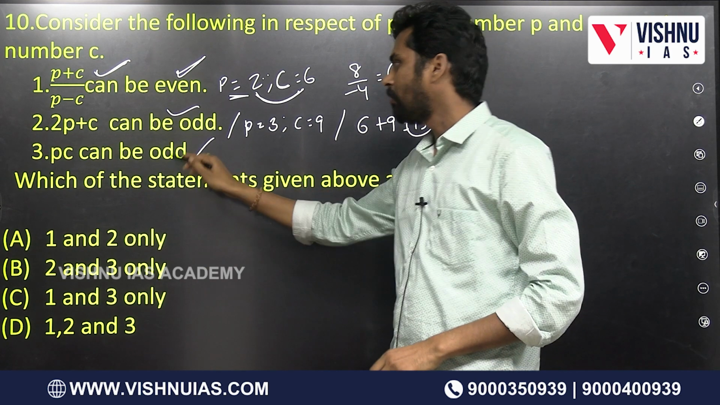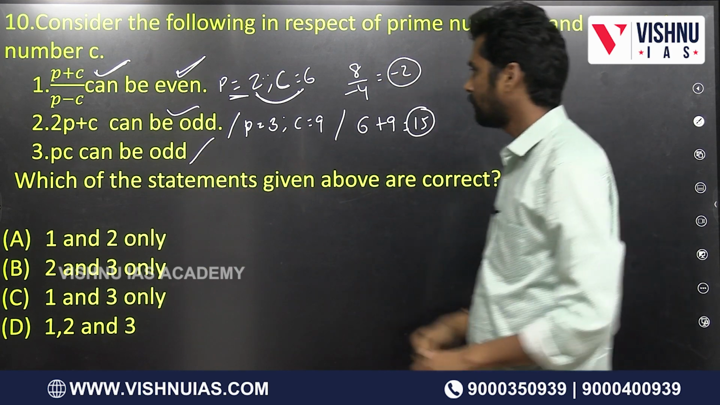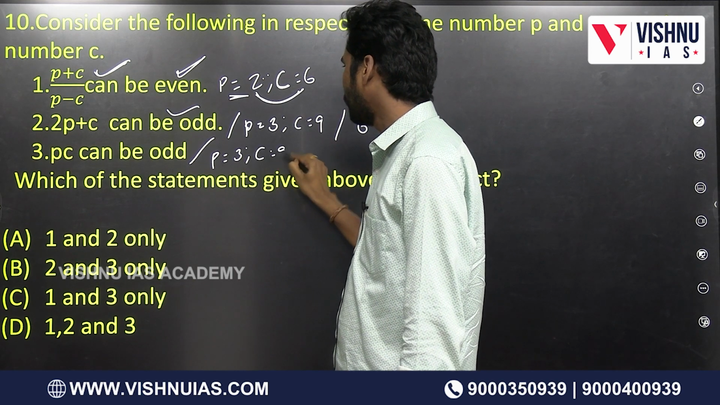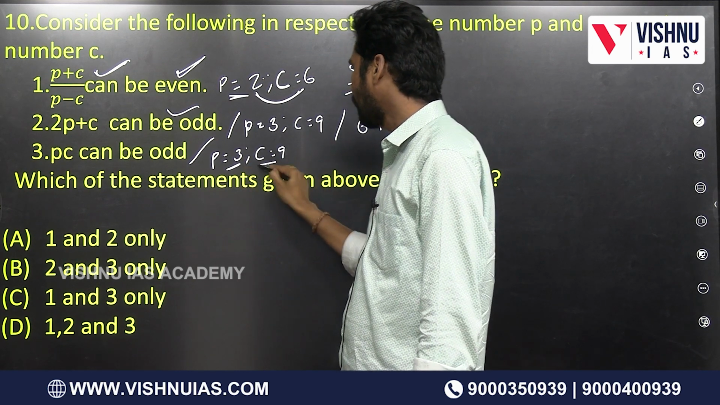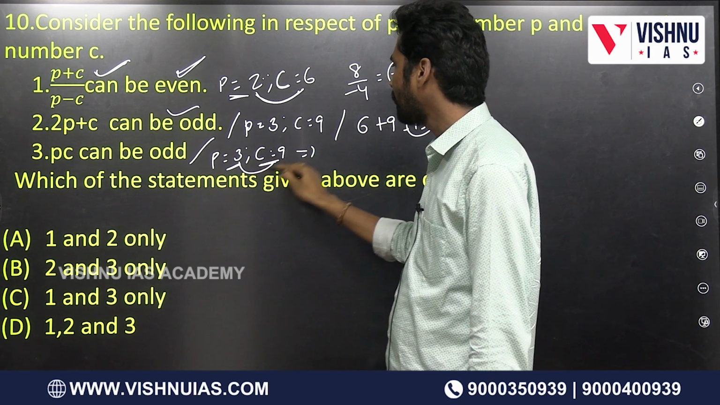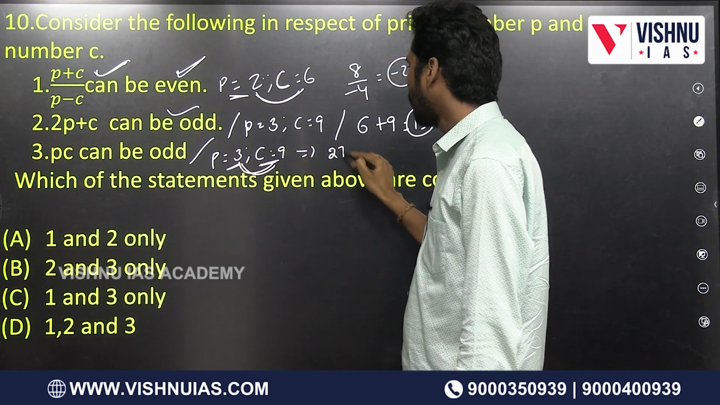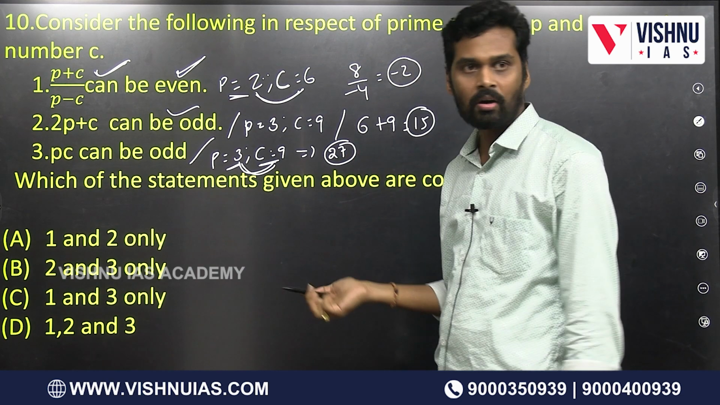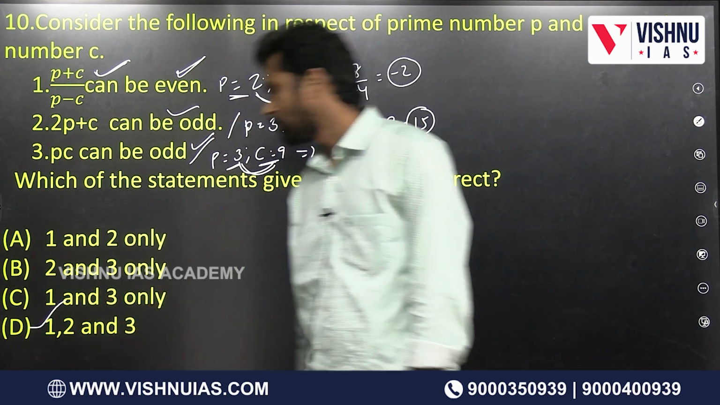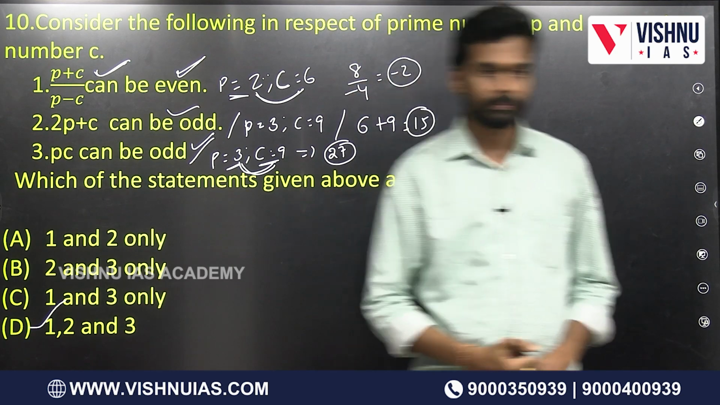Now you take the third one. PC can be odd. Same numbers we can take. P is equal to 3, C is equal to 9. So prime number 3 and composite number 9. So P into C means 3 into 9, which is 27. 27 is an odd number. So this condition is also correct. So 1, 2, 3: all three are correct.